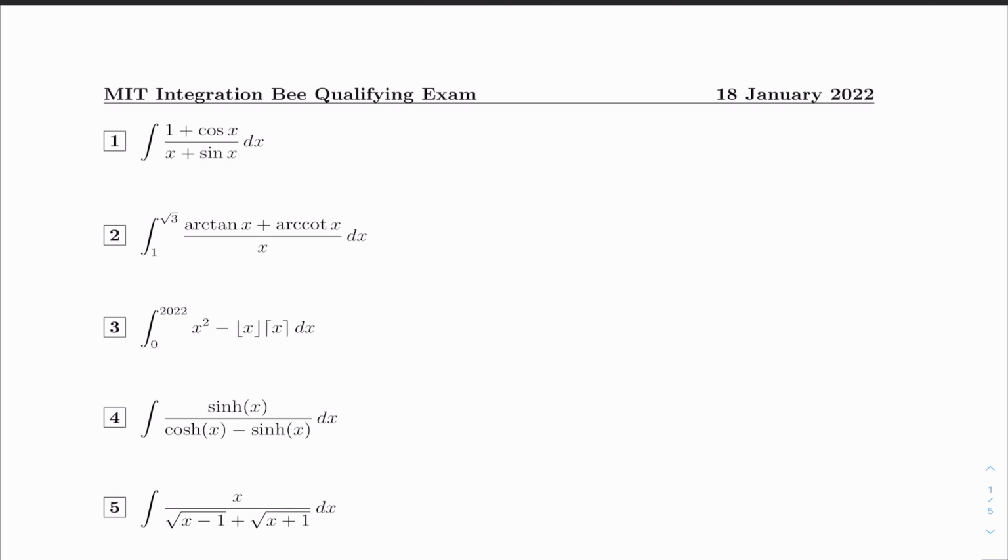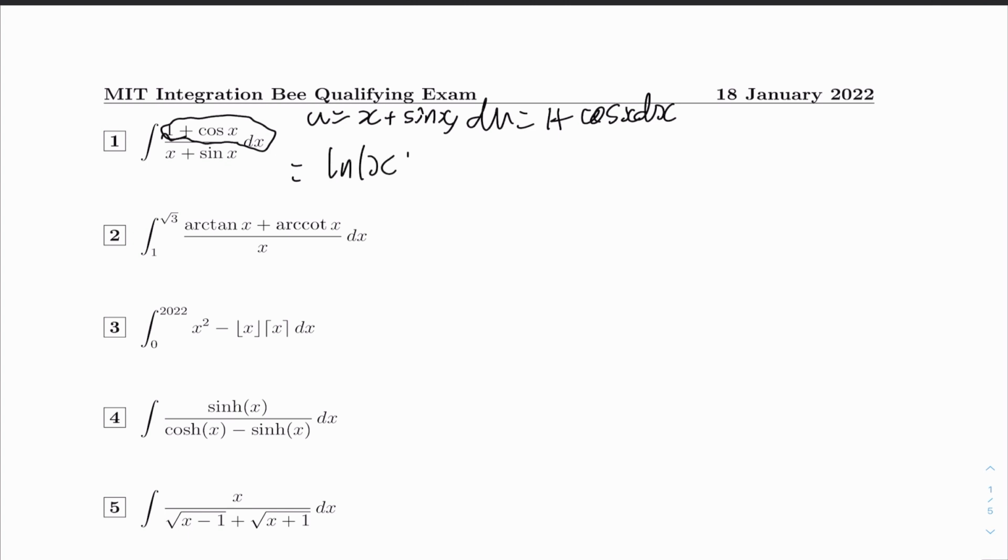First question, we can see immediately we have a case where the numerator is the derivative of the denominator, therefore we will get the natural log of the denominator. But if you want to see why that works, you say u is the denominator, which is x plus sine x, therefore du is 1 plus cosine x dx, and 1 plus cosine x dx is exactly what we have here. So we can replace that with our du, and we'll get the integral of du over u, which is the natural log of u, which is the natural log of the denominator, which is x plus sine x. So we'll get the natural log of x plus sine x plus c.